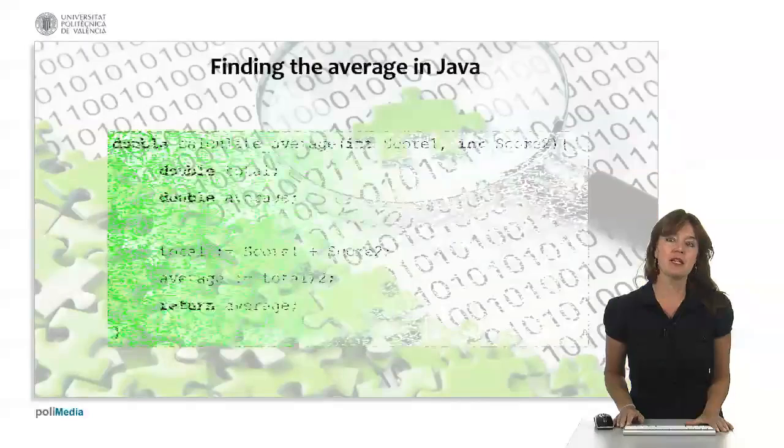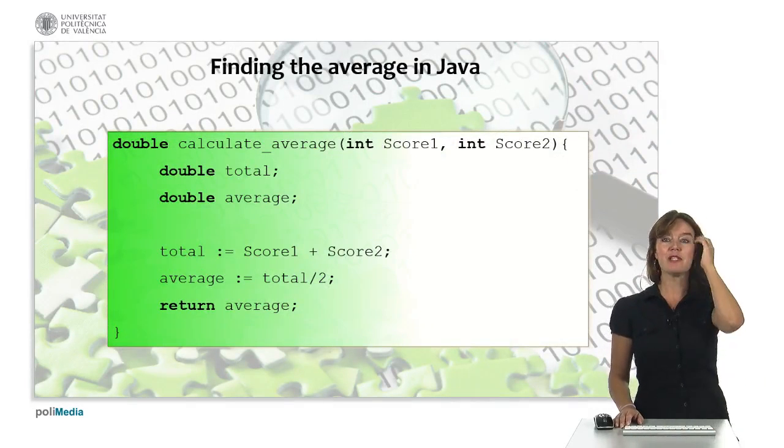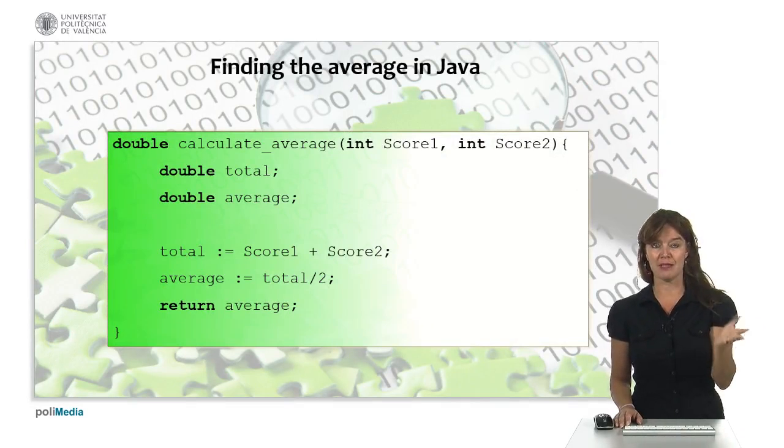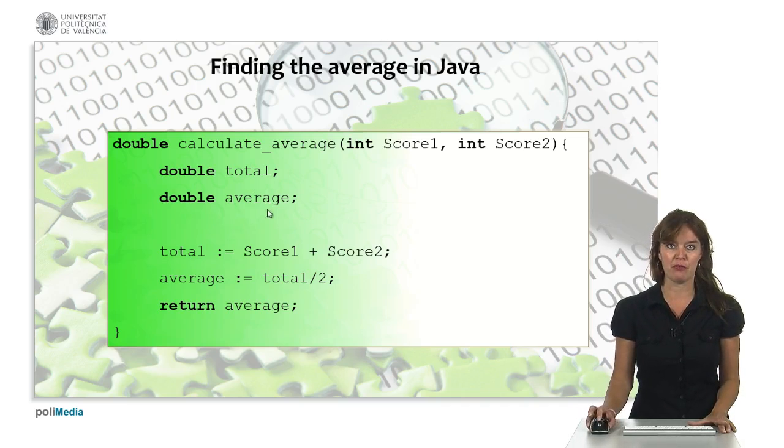In computer science, we write these things down in computer programs. So here you see an example of a Java program that calculates the average of two student scores. So you can see that we've got input two scores, score 1 and score 2. And what we do in order to calculate the average, we first define two variables, one total and one average, and we use these variables to calculate the average.